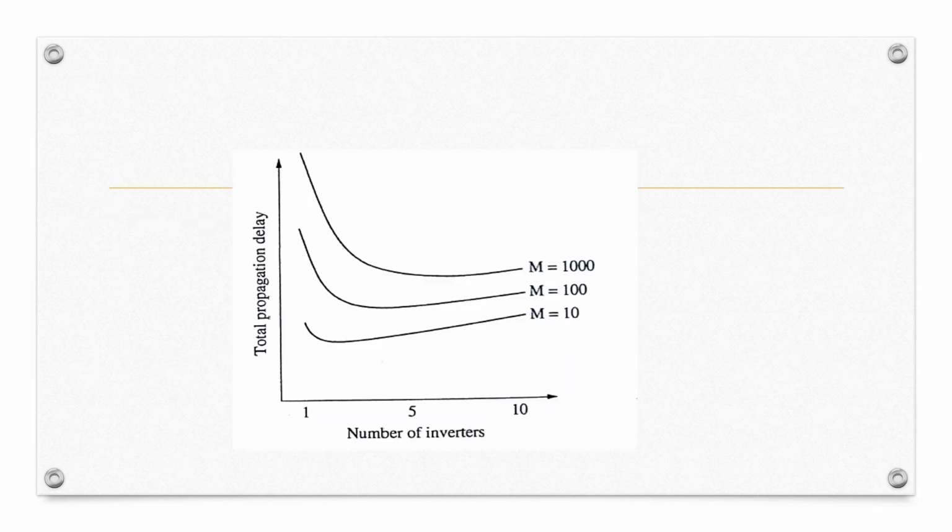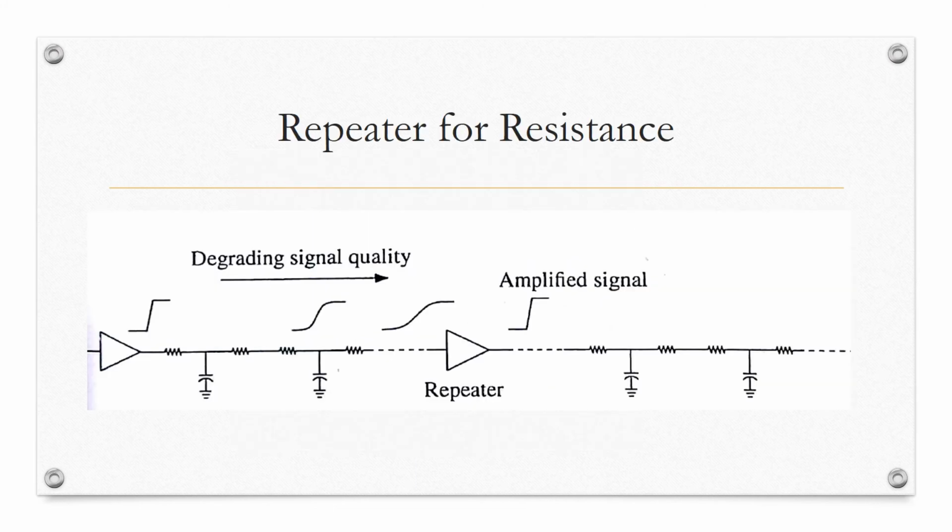Another scientist named Jaeger has given another idea that he has optimized. You can say for M values of 10, 100 and 1000, the number of inverters will be between 2 and 3, and not more than that number of stages is required. Even if you use a higher number of stages, let's say 3, 4, 5, 10, 15, it will not give any improvement in delay, or you can say speed.